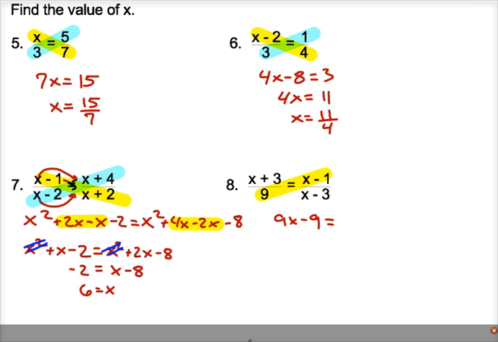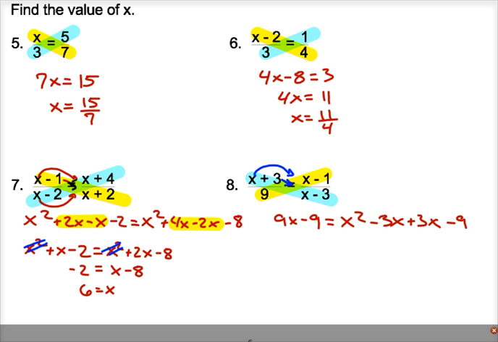And now I need to multiply the other way. So you can think of the whole FOIL again, or just distribute. I'm going to multiply the x coming down this way. X times x is x squared. X times minus 3 is minus 3x. And now I'm going to multiply the 3 going down. So 3 times x is 3x. 3 times minus 3 is minus 9.